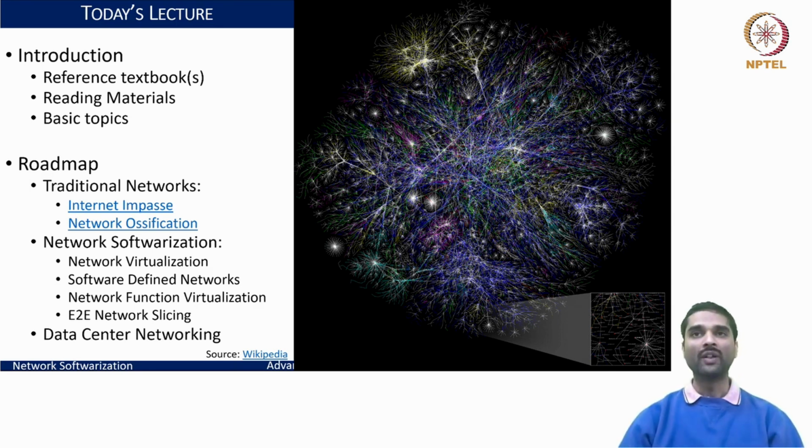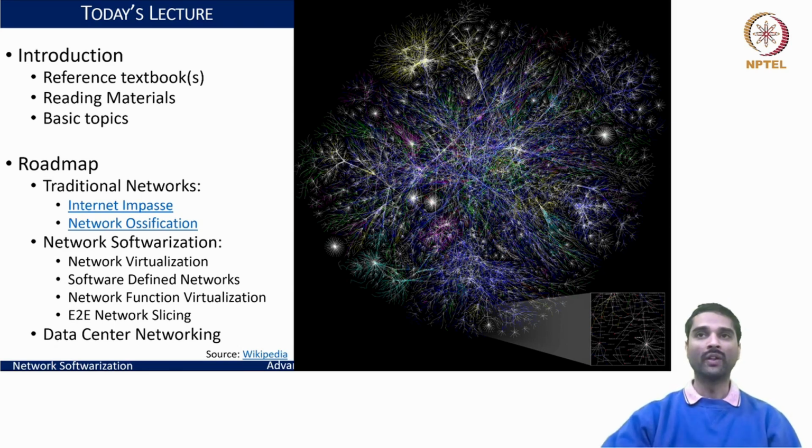Then we will switch gears and try to understand the next aspect, that is data center networking. Data centers are in fact the core infrastructure, or the real enablers, of cloud computing and the edge networks that are going to come in the era of 5G and 6G.